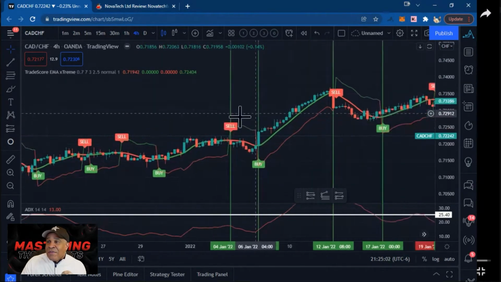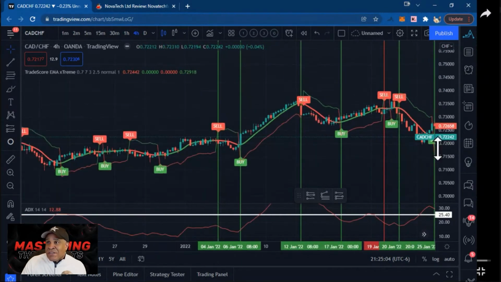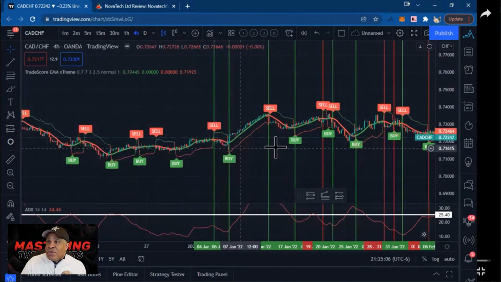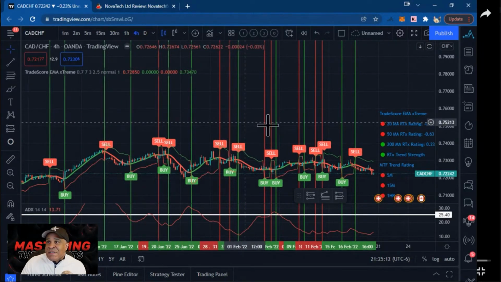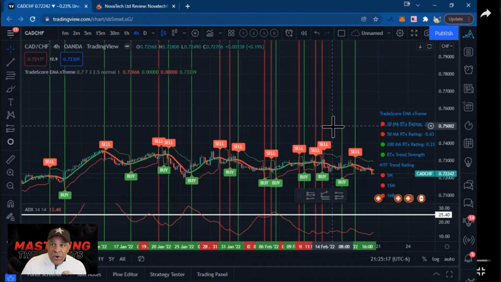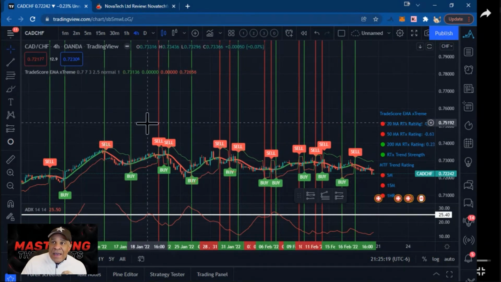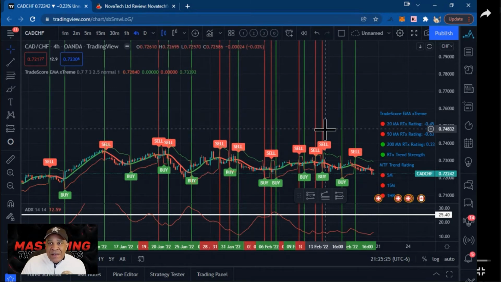So out of each one of these, well, actually, let's just look at this as a whole. So on this chart, I have 1, 2, 3, 4, 5, 6, 7, 8, 9, 10, 11. I have 11 winning trades. I have 1, 2, 3, 4, 5, 6, 7, 8 losing trades. So that's 11 out of 19, which is about 57%.